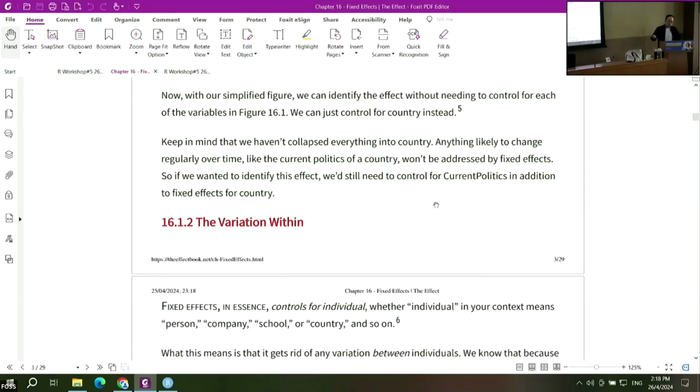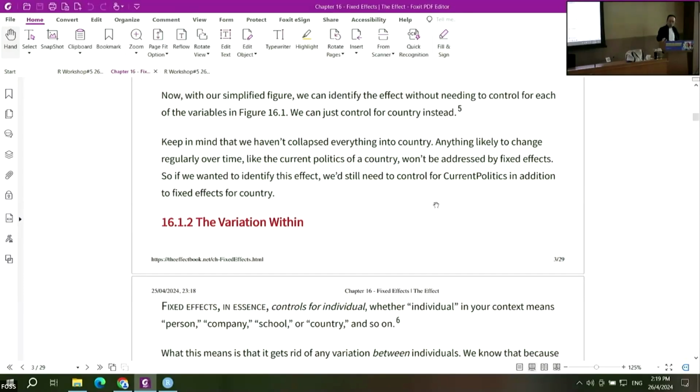So with the simplified figure, we can identify the effect without needing to control for each of the variables. We just control for the country instead. So that's a country level fixed effect, just so you know. If you still don't know what I'm talking about with country fixed effects, just bear in mind that it is going to be a category level control that's supposed to control every minor detail that would be occurring within that particular category. That's it.